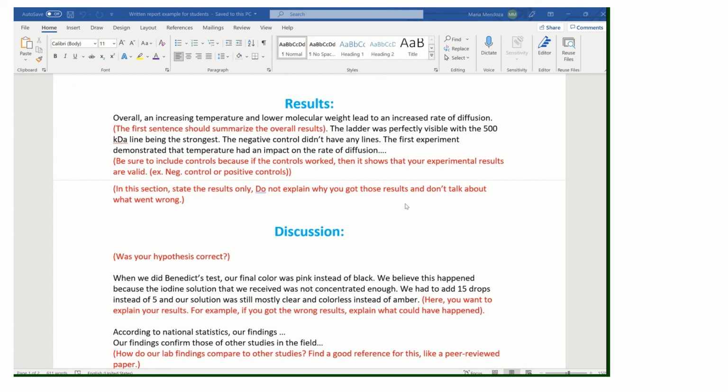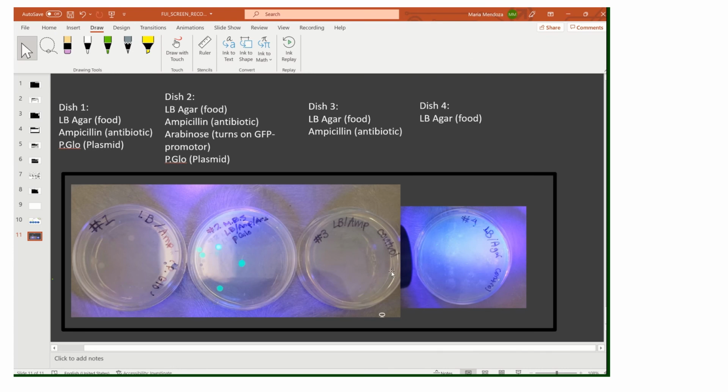Okay, so one thing that I like to point out in the results section is the size of the colonies. So in plate number 4, which was our control, the colonies look super tiny. It's just like tiny little dots. But in plates number 2 and number 1 that received the pGlo plasmid, the size of those colonies is huge compared to these colonies.